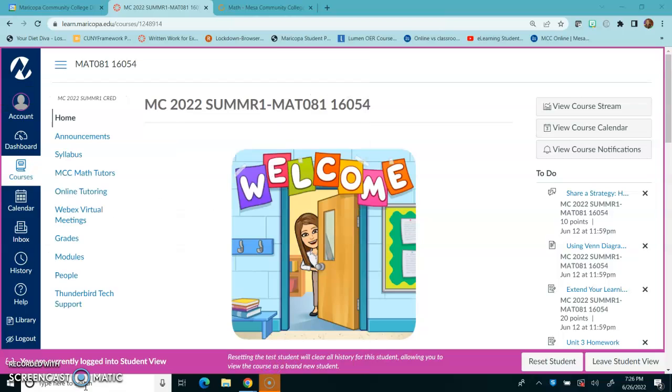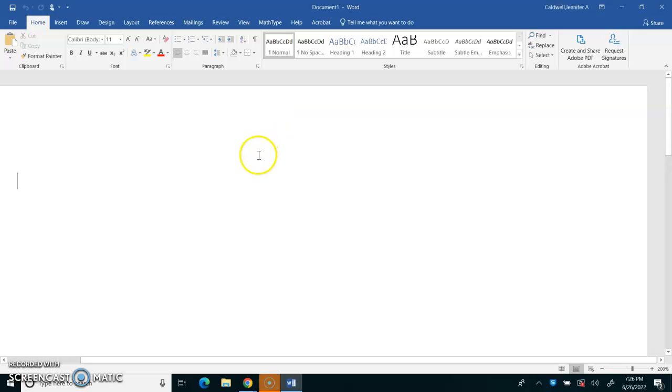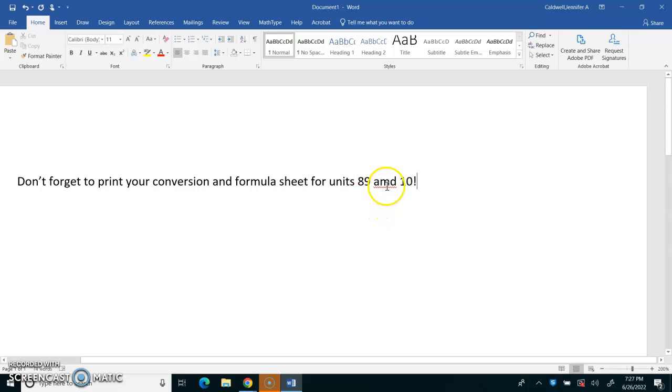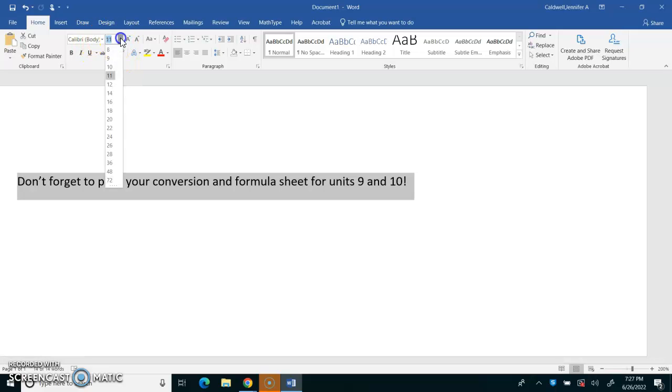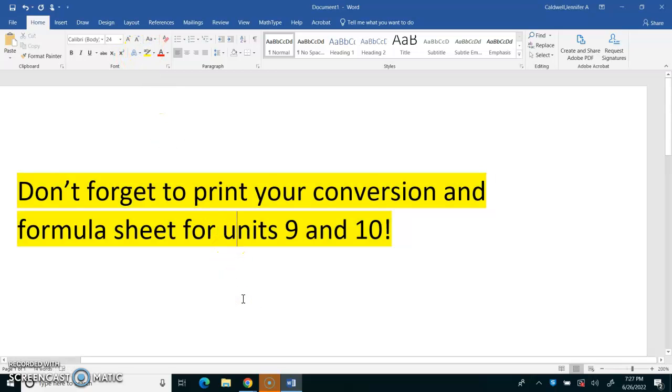Here, I'll even type it out for you because that's kind of a long one. You ready? Here we go. And I'll even put for units 9 and 10. Big exclamation point. Let's fix those typos. All right. So this is the phrase, don't forget to print your conversion and formula sheet for units 9 and 10.